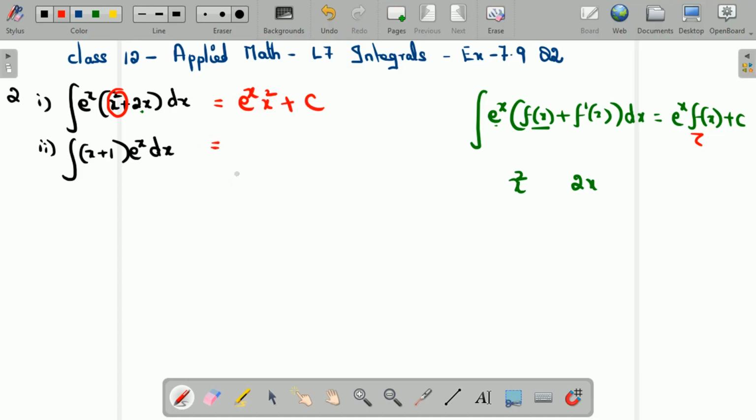Now let's take up the second subdivision. Here also we have e power x into x plus 1. So if you see, f of x is going to be equal to x, that means f dash of x on differentiation of x is just 1. So you see this is also f of x plus f dash of x. So the formula is e power x into f of x. The f of x we had is x. So this is just e power x into x plus c.